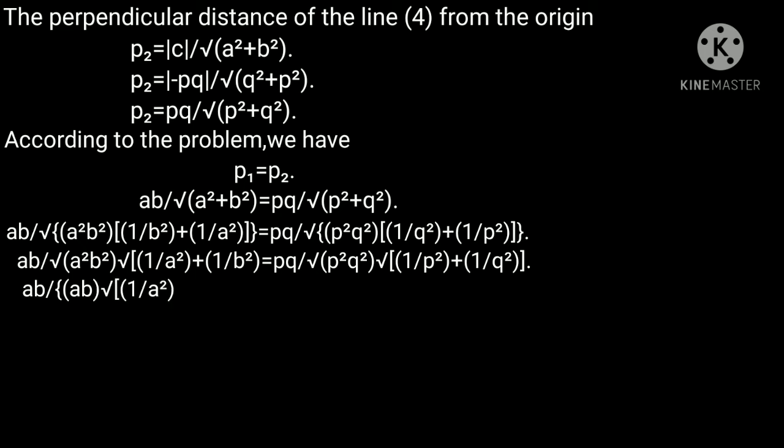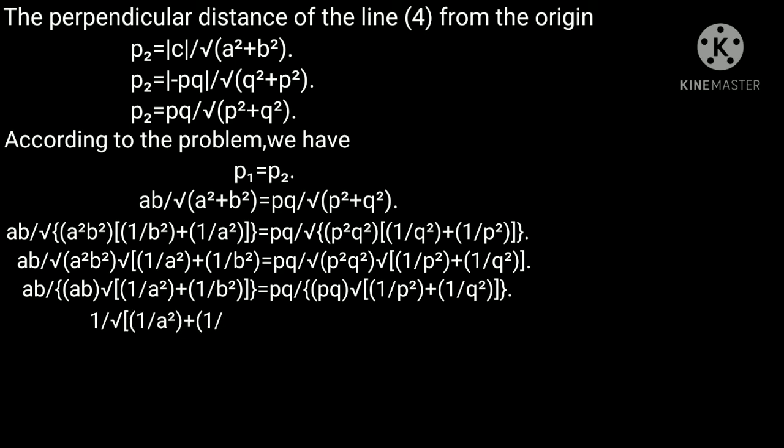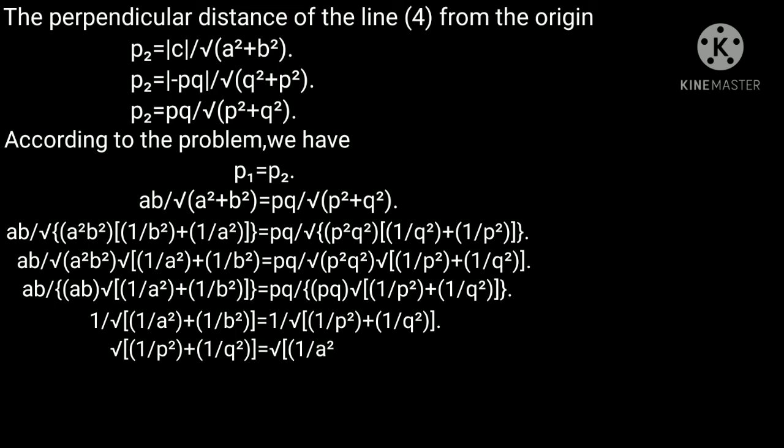Next, ab by ab into square root of 1 by a square plus 1 by b square equal to pq by pq into square root of 1 by p square plus 1 by q square. Here, because square root of a square b square value equal to ab and square root of p square q square value is pq. Next, 1 by square root of 1 by a square plus 1 by b square equal to 1 by square root of 1 by p square plus 1 by q square.